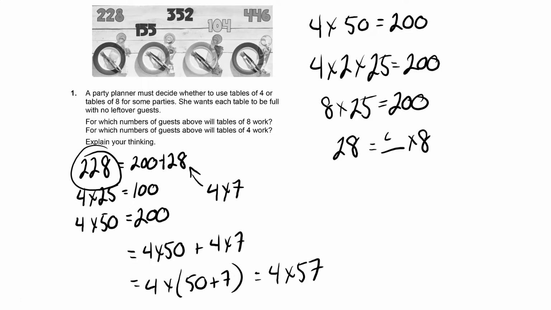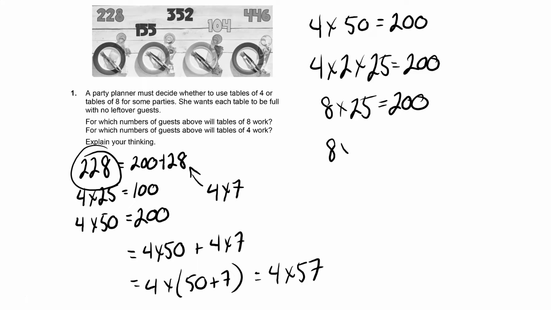Because 4 gives you 32, so that doesn't help us. And 3 gives us 24, so that doesn't help us. So based on that, it doesn't look like 228 is divisible by 8. So we're still not getting to exactly where we'd like to be. So 8 times 25 got us to 200.